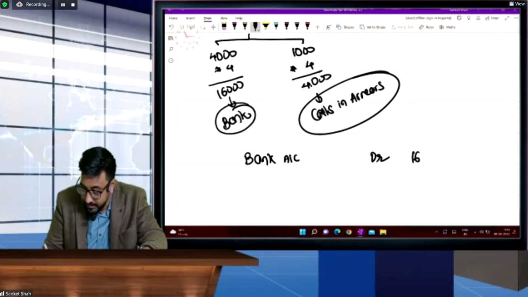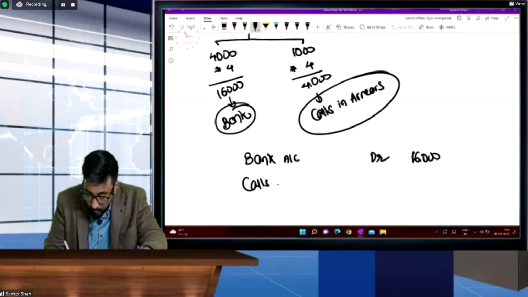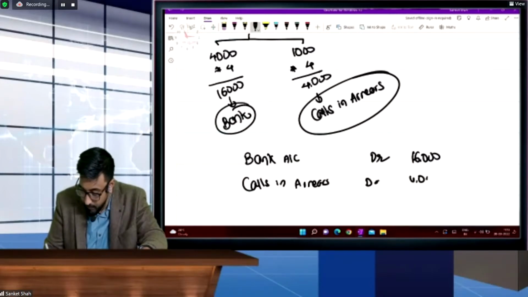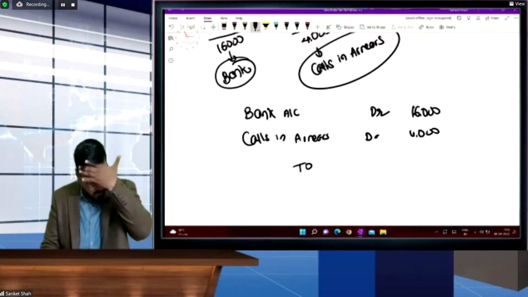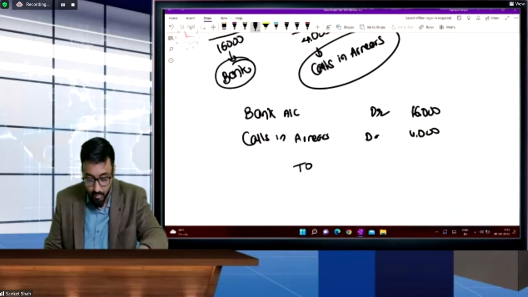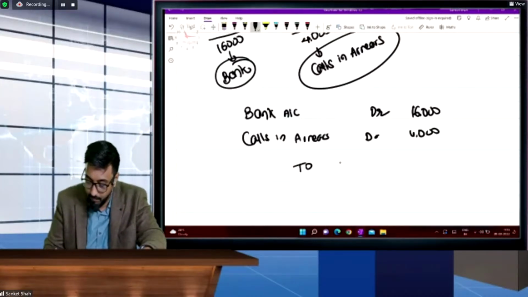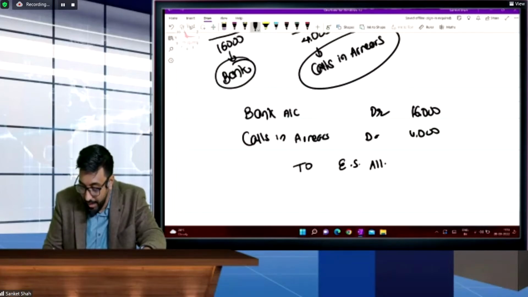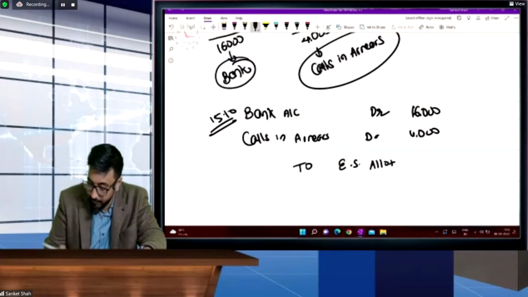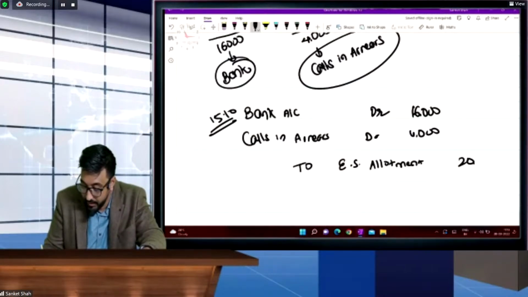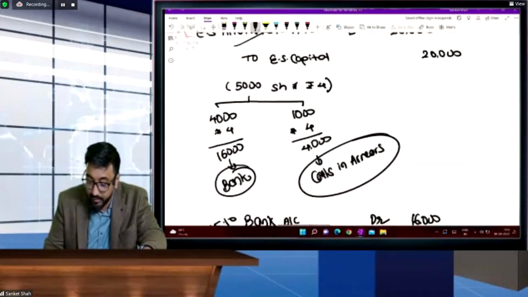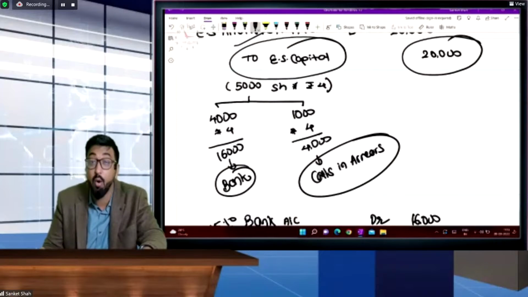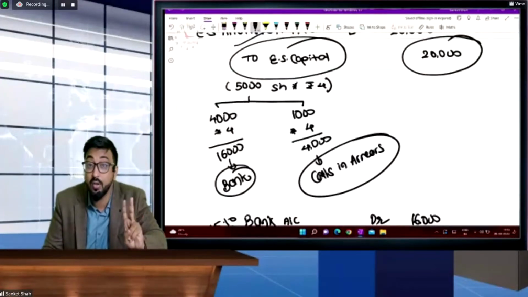So beta, here what is the entry? Bank account debit 16,000. Calls in arrears debit 4,000 to equity share allotment up to 15th October. Allotment 20,000. So allotment account gets cancelled. Capital is credited by the whole amount. Bank also and calls in arrears also.